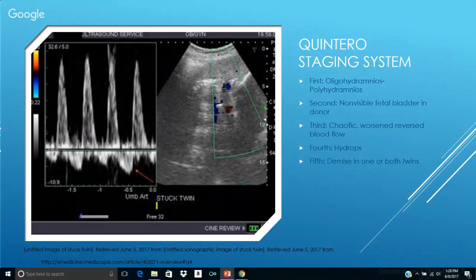The 5th Quintero stage is a demise in one or both twins. This would indicate an emergency for both the mom and babies, and an immediate delivery would need to be the course of treatment.